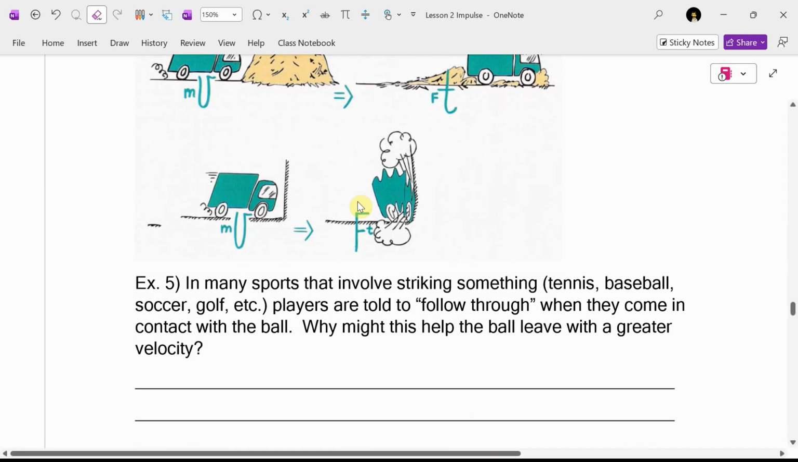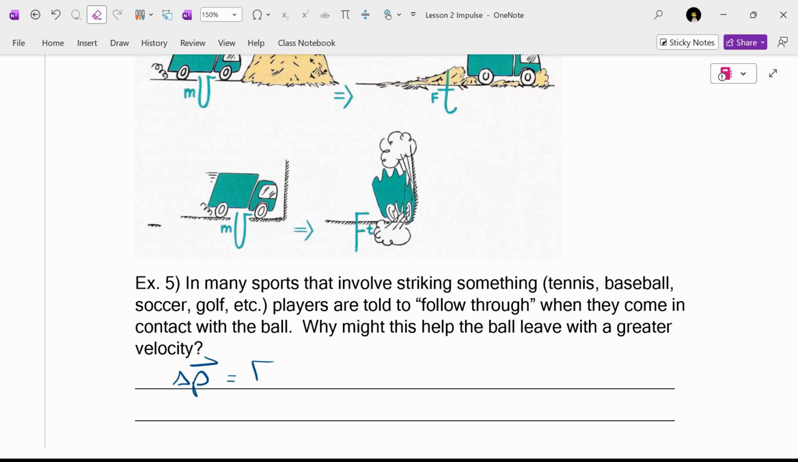In many sports that involve striking something, tennis, baseball, soccer, golf, players are told to follow through when they make impact. Why would following through help the ball to leave with a greater velocity? How would that make it a bigger force? No, it doesn't make it a bigger force. I like what you're thinking, though. So by the way, when you're hitting a ball, what you're really doing is giving it some impulse, a change in momentum. So let's write that down.